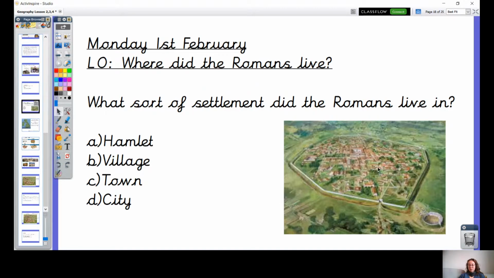So if we have a look at this settlement, look, it's rather large. We've got what looks like quite a big wall around the outside of the settlement. Perhaps that's for the same reasons that the Celts had a wall as well, to keep people out. And if we look inside, there are many, many buildings. So Romans would build cities and towns as well, so quite large settlements.